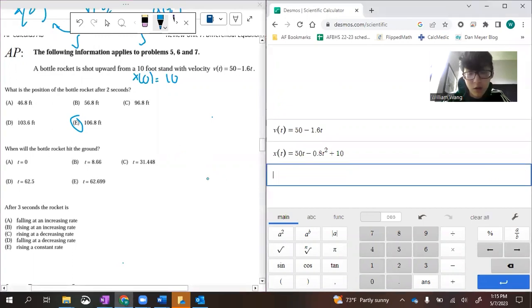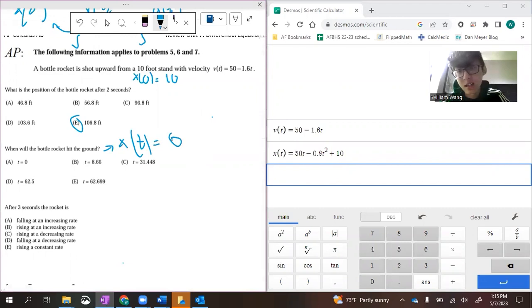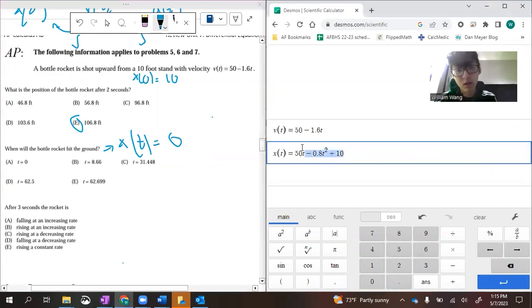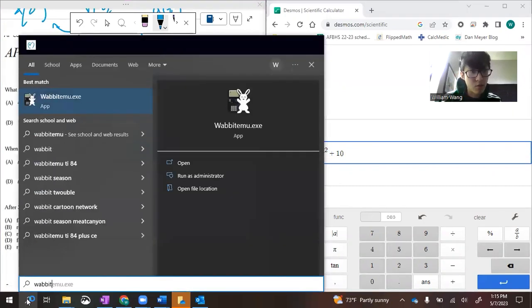Okay, interesting question. This is just asking, when is my position function going to be equal to 0, right? Because when the position of the rocket is 0, that means it's on the ground, right? So when is x of t going to be equal to 0? So a few ways to do this. Let's actually use our calculator for this one.